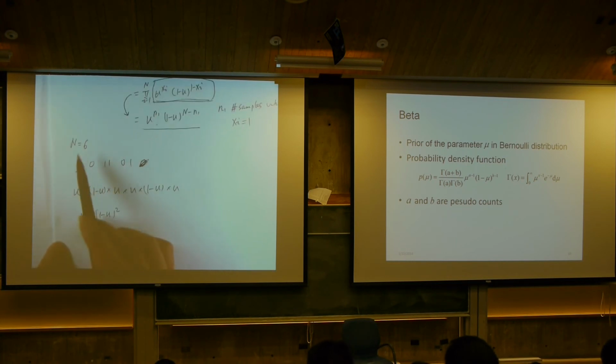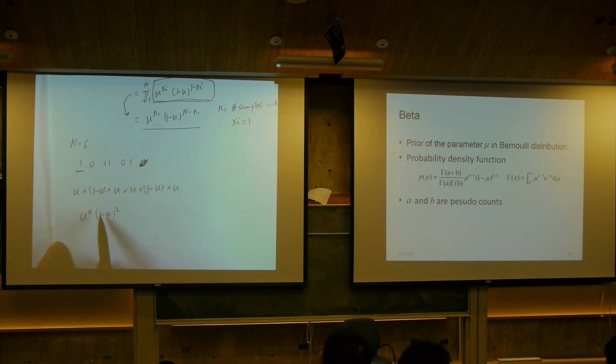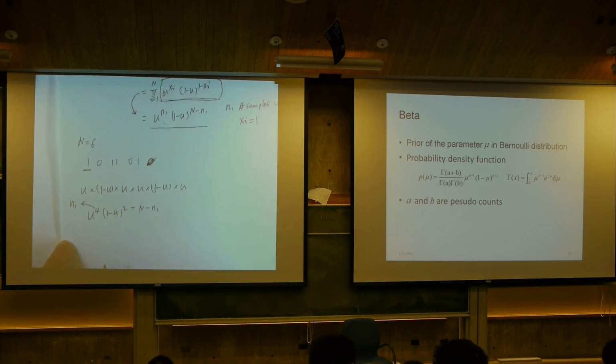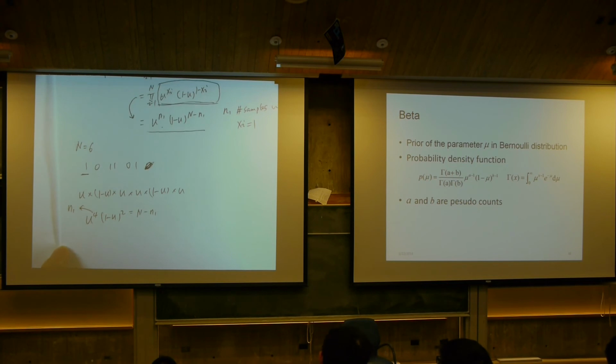And look at the data set. In the 6 samples, we have 4 ones. So it is 4 here, and 2 zeros. It is 2 here. 2 equals to n minus n1. And n1 is 4 here. So any questions about this representation? Okay. What is D? D is the data set. It contains n samples.